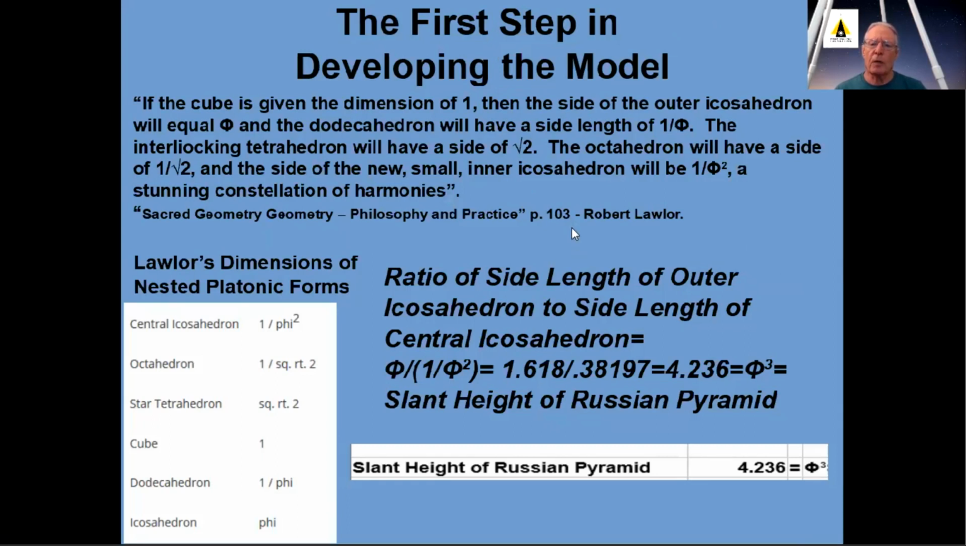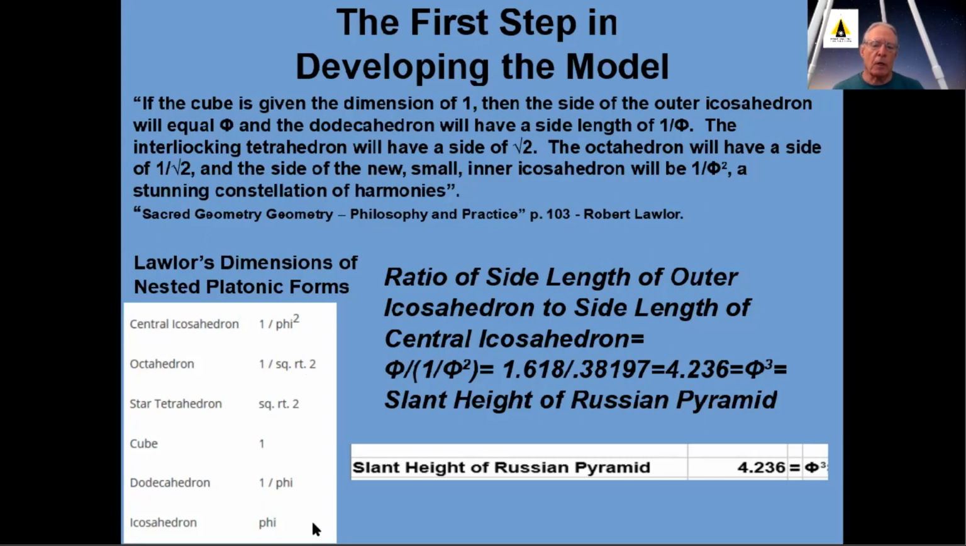On page 103 of his book, Sacred Geometry, Philosophy and Practice, it says that if the cube is given the dimension of 1, the side of the outer icosahedron will equal phi, and the dodecahedron will have a side length of 1 over phi. The interlocking tetrahedron will have a side of the square root of 2. The octahedron will have a side of 1 over the square root of 2, and the side of the new small inner icosahedron will be 1 over phi squared, a stunning constellation of harmonies.